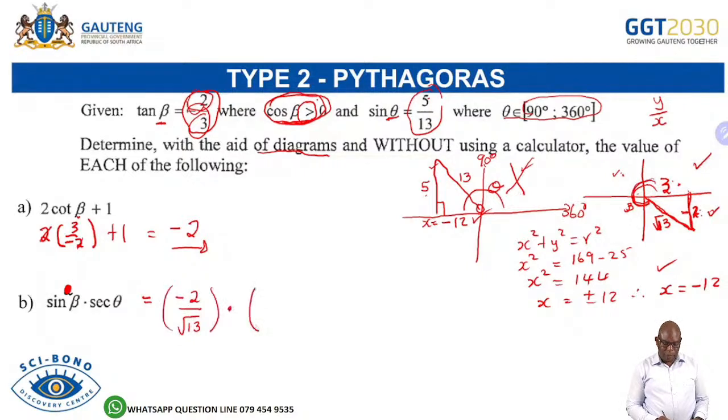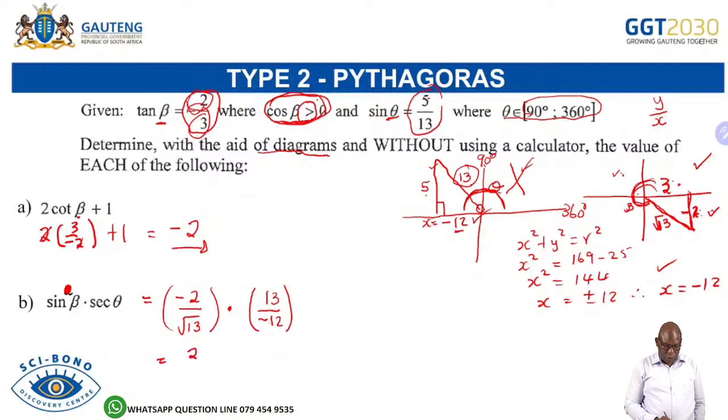Right. Multiply by the sec of theta. Now the sec of theta, so where do I go to theta? Sec is the opposite of cos. So the cos is minus 12 over 13. So this one becomes 13 over minus 12. Because it's sec, it's the hypotenuse first and then the adjacent. So now if I work it out there, negative times negative is positive.